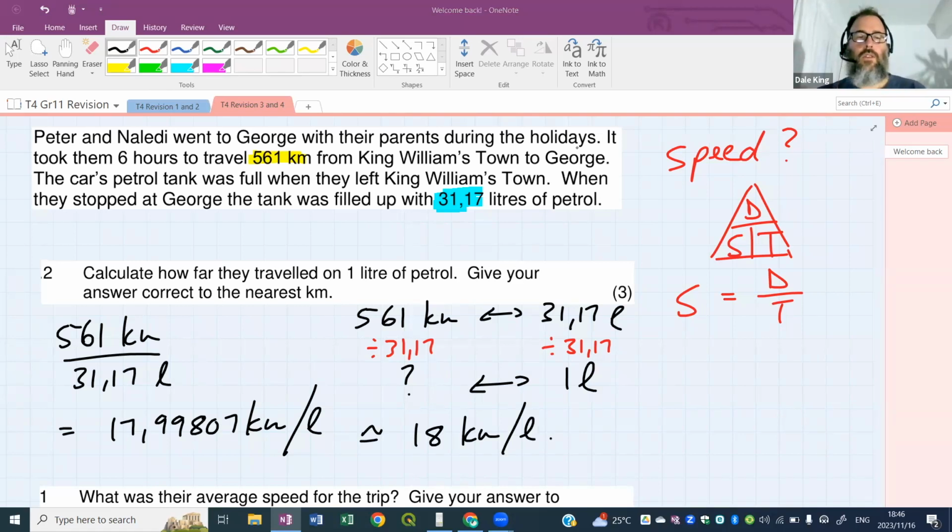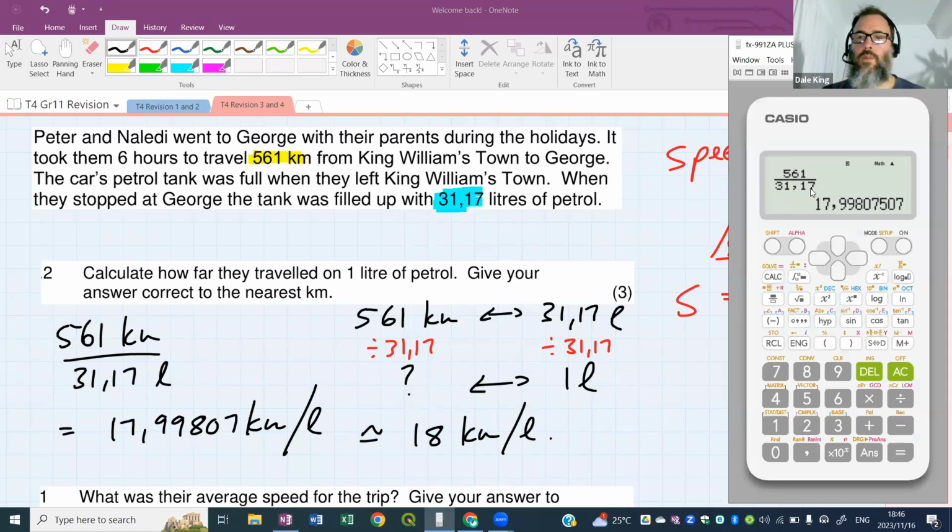Okay, you guys have got... Ooh, why are we getting different answers, guys? Am I doing something wrong here? 561, 31.17. Guys, why are we getting different answers? Why are we getting 17.7? I'm getting 17.99. What happened? I'm looking at my calculator there. I don't know why we're getting 17.7, guys.